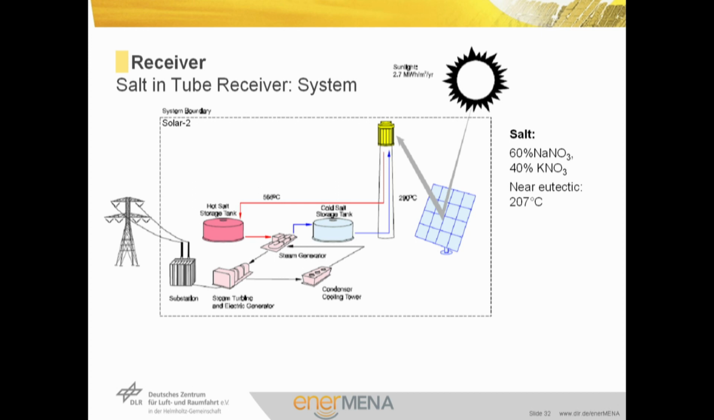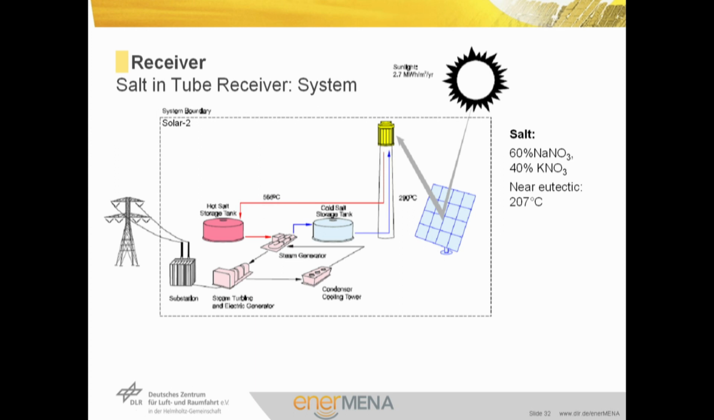Another technology regarding receivers are the so-called molten salt receivers or salt-in-tube receivers. Let me present you the system. Usually you have got a cold and a hot storage tank. Salt from the cold storage tank is taken. So cold salt is taken out of the cold salt storage tank and flows through the receiver. It is heated up to 565 degrees C and stored in the hot tank.